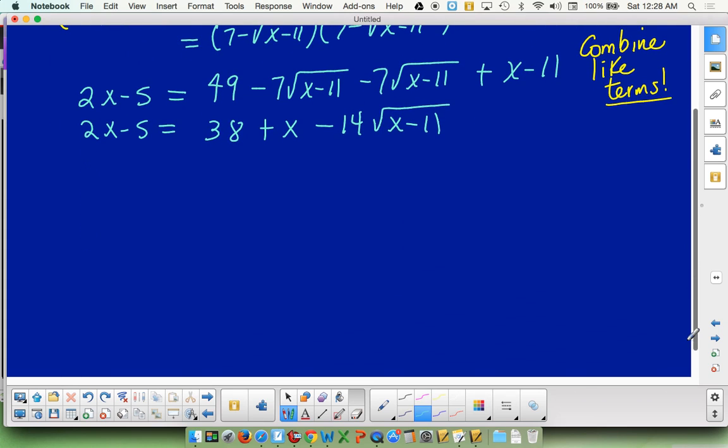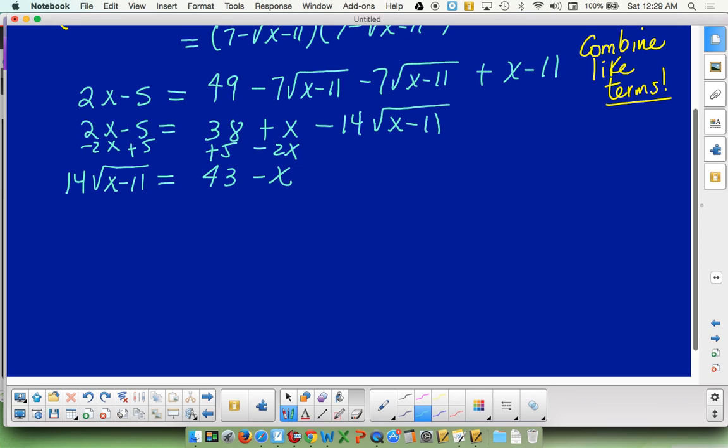Okay, now the goal here is I need to get the root isolated again so I can square both sides a second time. In this case, since it's a negative 14, I really don't like that on the root. So I'm going to opt to move it to the right-hand side and make it positive. I think the root works better that way, which means then that I will have to subtract the 2x and add the 5 to the right-hand side. So that's going to give me 43 minus a single x.